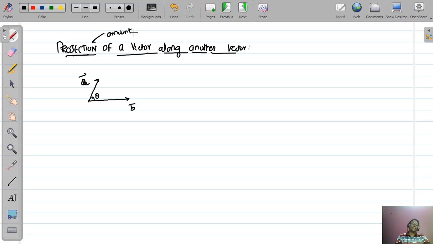It is a scalar number. For that, we drop a perpendicular from A onto the B. And this length is the projection of this vector A along the B. What is this length? We will use trigonometry. Using the trigonometry, we can say in this triangle cos theta equal to base, which we required, this is the projection, by hypotenuse.